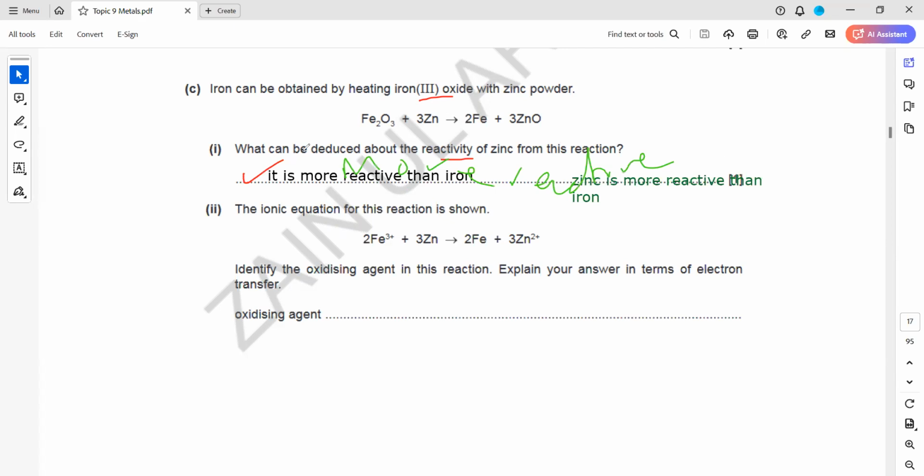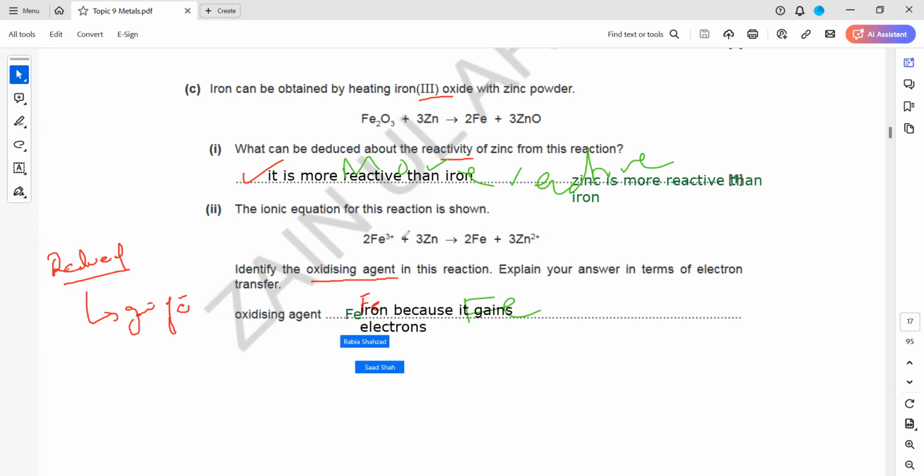Then the ionic equation for the reaction is shown. Identify the oxidizing agent. The oxidizing agent itself is reduced, and the substance which is reduced gains electrons. In terms of oxidation number, when you identify it, the answer should always be in terms of electrons, as I mentioned here.